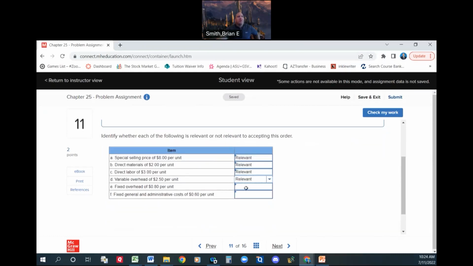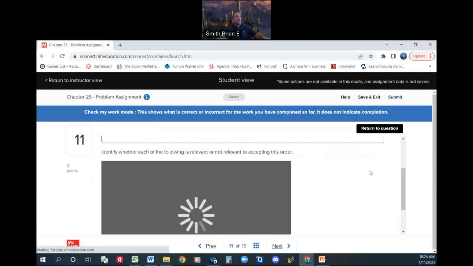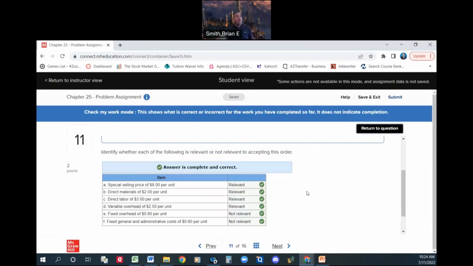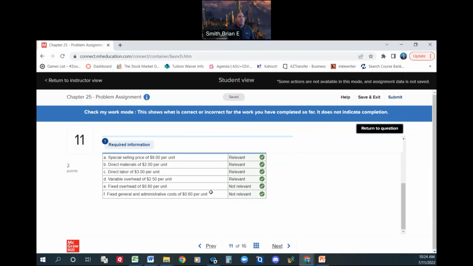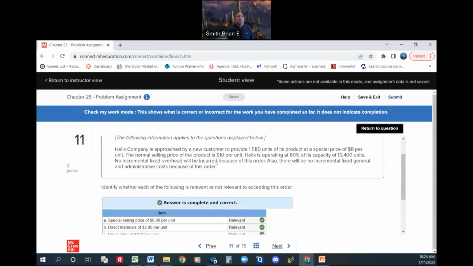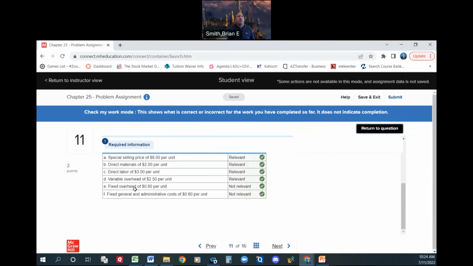What's not relevant was they said that this fixed overhead, because it's not going to be changed, it's not impacted. So that's my guess. Let's see if I'm right. Hot dog. Remember, they said that no incremental fixed overhead will be incurred and no fixed general administrative costs. So that's why these are not relevant, because it's not going to be impacted based on this order.